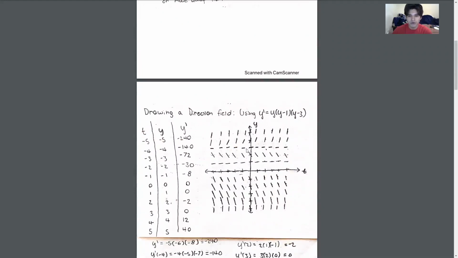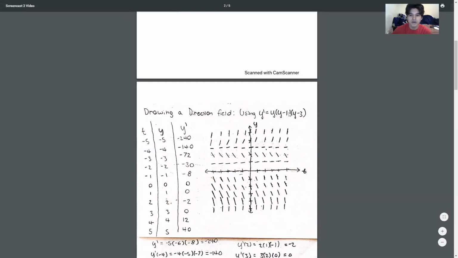Here I made a graph with y as the vertical axis and t as the horizontal axis, and y prime is going to be our slope. Right, that's what y prime is. y prime is the slope, dy over dt. So let's go ahead and do that.